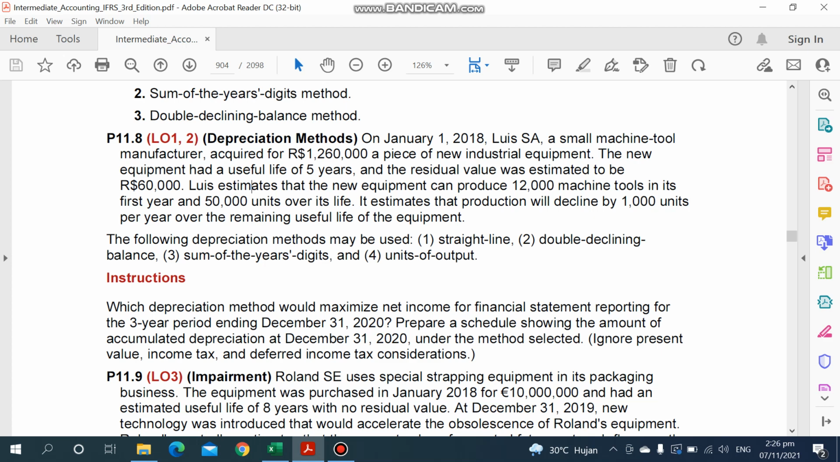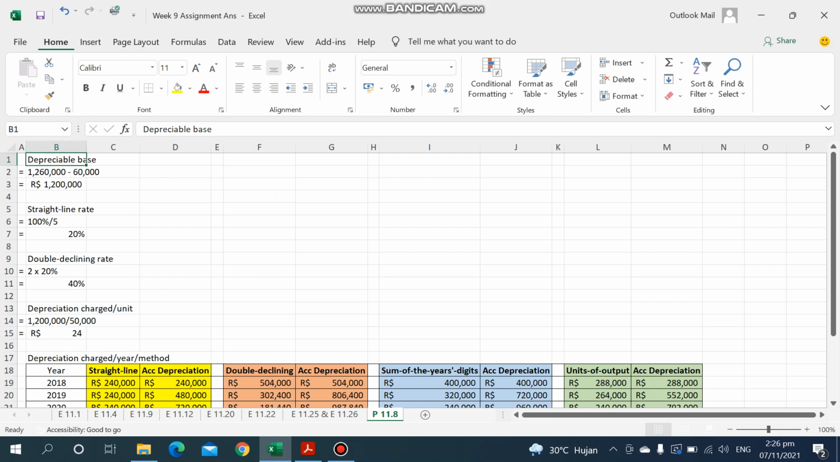Okay, so we will prepare the data first. First of all, we'll calculate the depreciable base. So 1,260,000 minus 60,000, so 1.2 million for the depreciable base. And then this depreciable base will be for straight line, sum of the year digit, and units of output. And then for double declining, remember we need to calculate the double declining rate. So from straight line rate, it is 100% divided by 5 years. So 20% for the straight line rate. And then for the double declining rate, it is 2 times 20%, which is 40%.